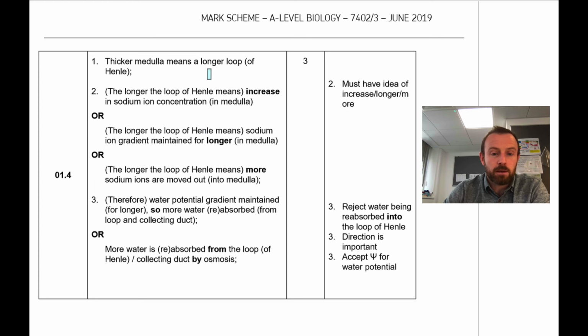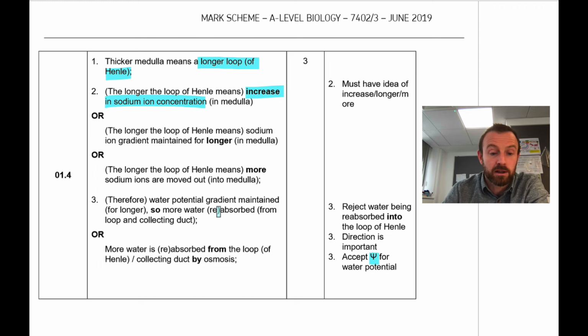So a thicker medulla means a longer loop of Henle, and this increases the sodium ion concentration in the medulla. Therefore, point 3, the water potential gradient is maintained for longer. That's weird language. It's in brackets. So for water potential gradient, I think a higher water potential gradient would be accepted. It does actually accept that abbreviation, which is not normally allowed.